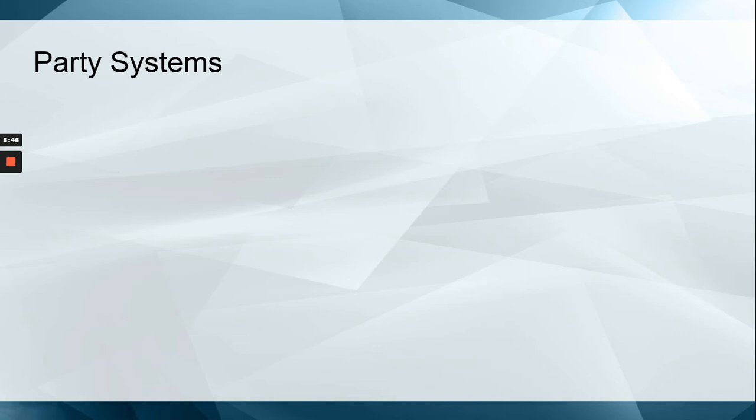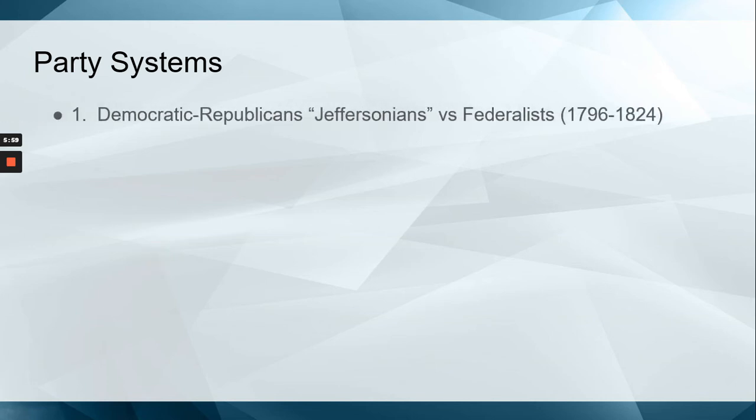All right, so party system. What you need to understand is that through the history of the United States, we've gone through periods in which one party has dominated the election cycle at the national level. We first start off with the Democratic Republicans, the Jeffersonians, versus the Federalists. The Democratic Republicans really dominate this after 1800. The Federalists die out by 1816, so it's the Democratic Republicans that tend to hold this era.